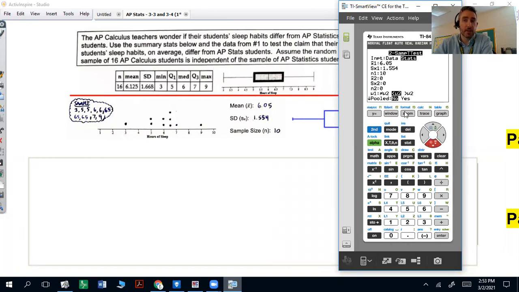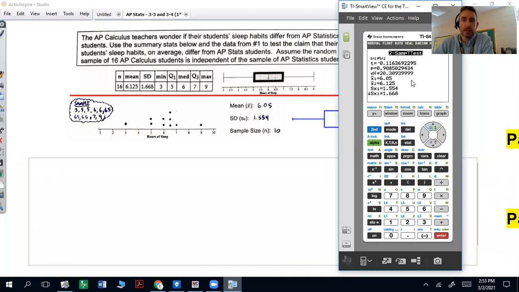Then we'll do our calculus for the next one. So 6.125, 1.668, and 16. Now, what direction do we go? Remember, this is a difference. We're looking for a difference in the two, so we keep that at not equal. Don't click pooled. And go down to calculate.